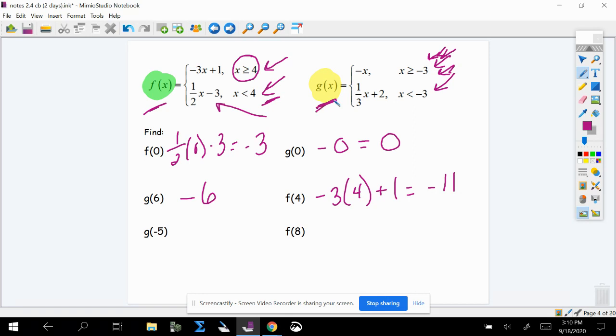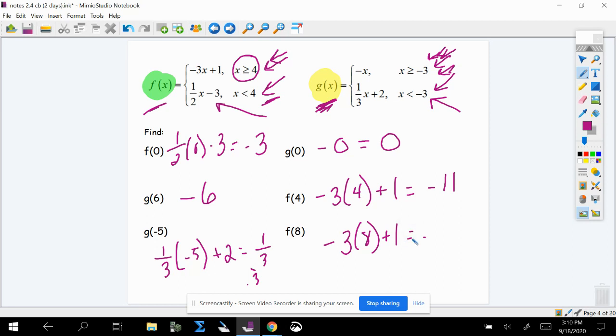G of -5, going back to the g function here, -5 is smaller than -3, so we're going to go to the bottom line. We're going to get 1/3 times -5 plus 2. Again, you can use a calculator. You're going to get -5/3 plus 2, which is 1/3, or if you want to write it as a decimal, it's 0.3 repeated. And then finally, f of 8. 8 is bigger than 4, so we're going to go into the top line of this f function. We're going to have -3 times 8 plus 1. -24 plus 1 is -23. So that's how you evaluate a piecewise function.